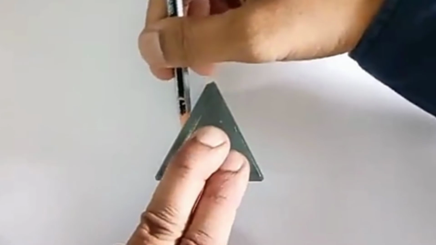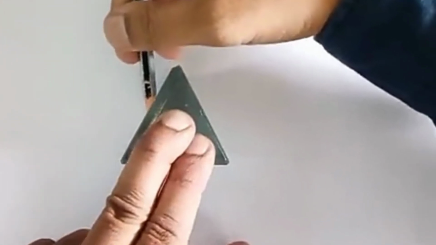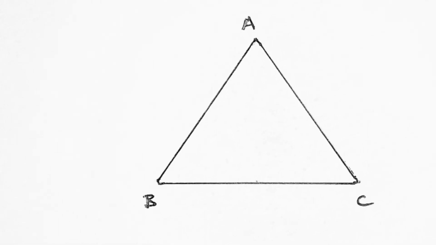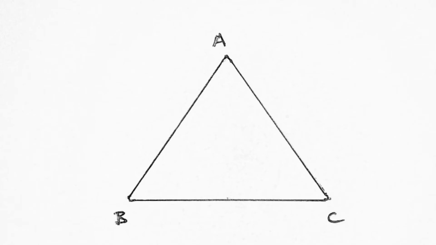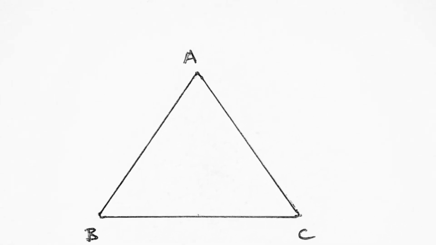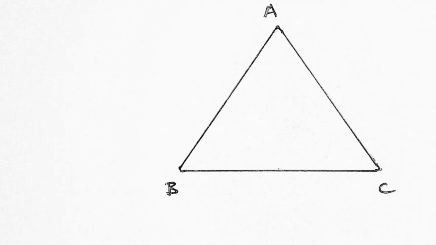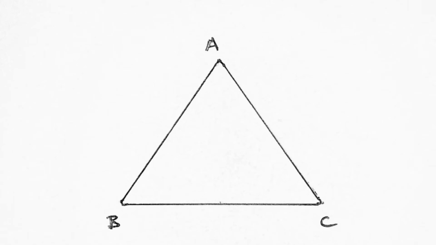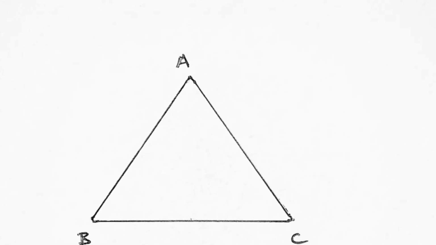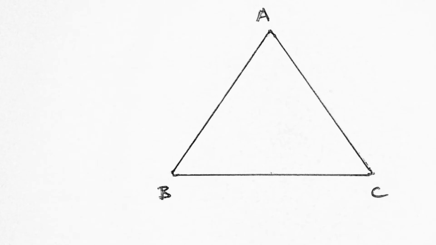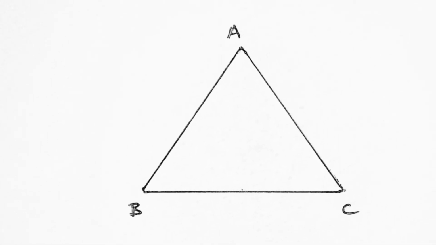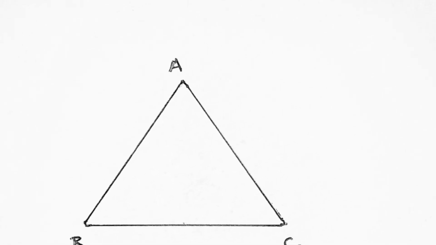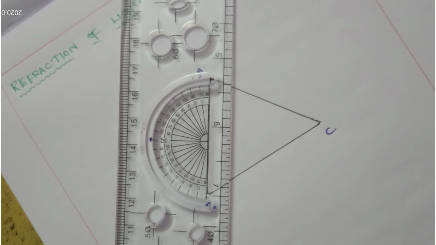Let's see how the triangular shape of the glass prism should look. See here, this is a triangle with vertices A, B, and C. AB and AC are the sides, and BC is the base of the prism. Clear? So AB and AC are the two lateral faces, and BC is the base of the prism.